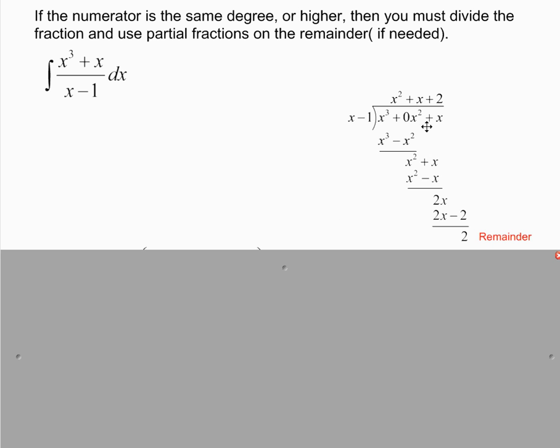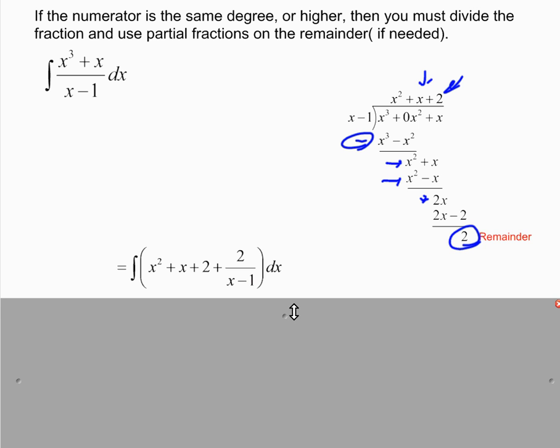X cubed plus 0x squared plus x. Divide that out. Remember, we are subtracting. So I get x squared multiplied by x squared minus x. I'm subtracting, so I get positive 2x multiplied by 2, remainder of 2. So when you rewrite this, it's going to look like that.